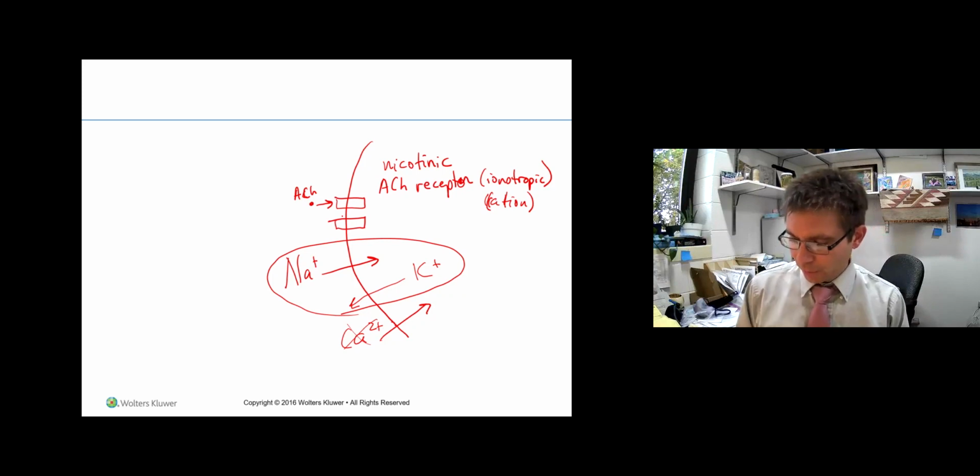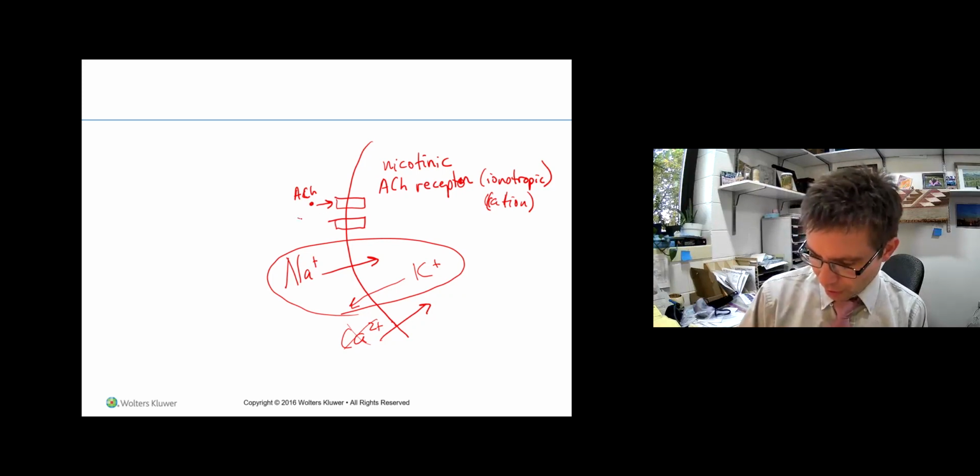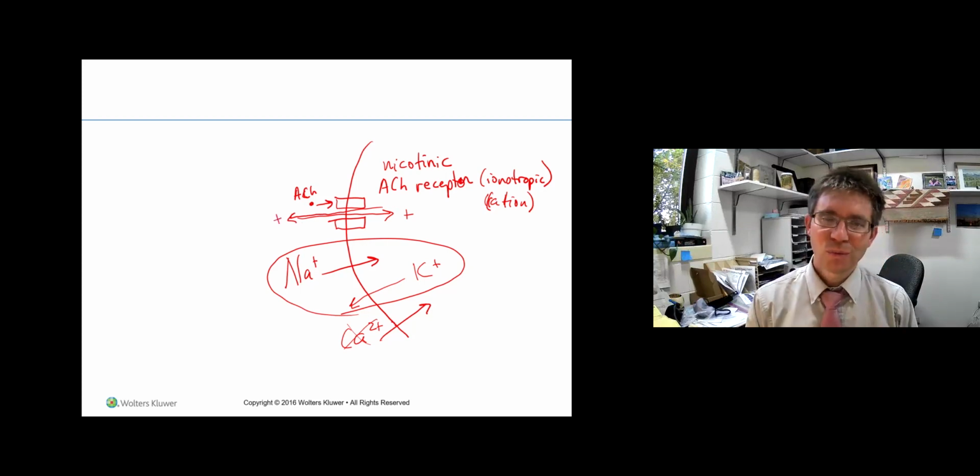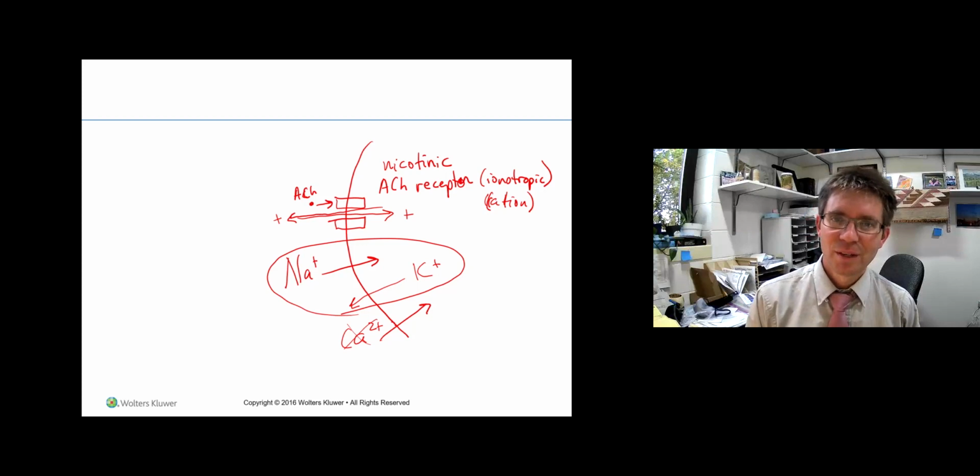Well, sodium could come in, and if it did, it would depolarize the cell, but potassium could also leave, and in that case, it would hyperpolarize the cell. So, what will happen if we open that channel? Well, the truth is, both will happen, but one will happen more than the other. Sodium will come in more than potassium will leave. Can you think of why that is? It has to do with the ionic driving force.